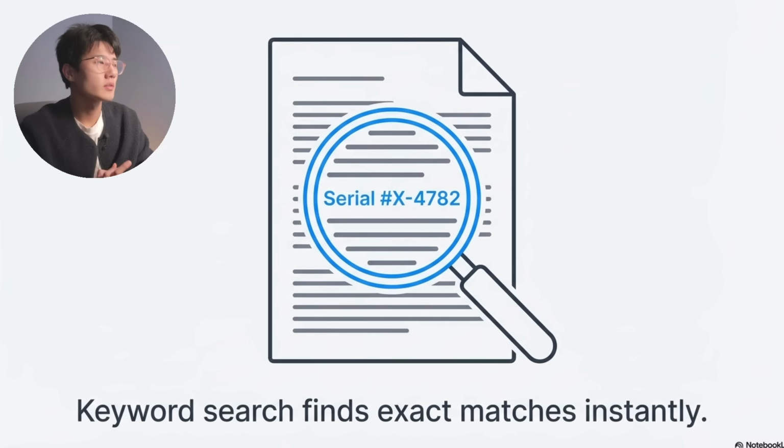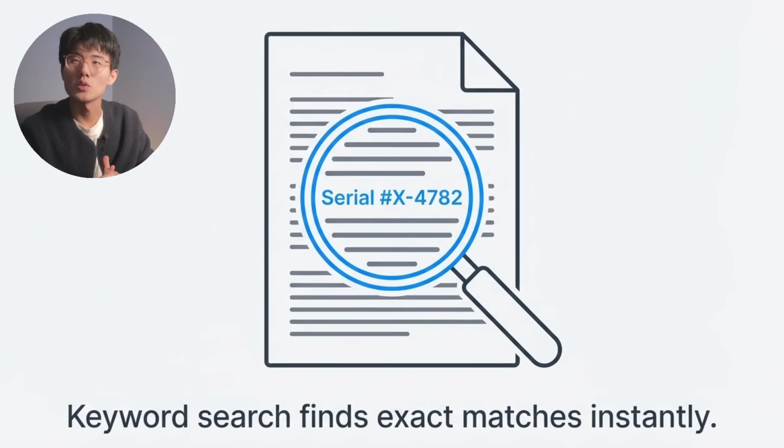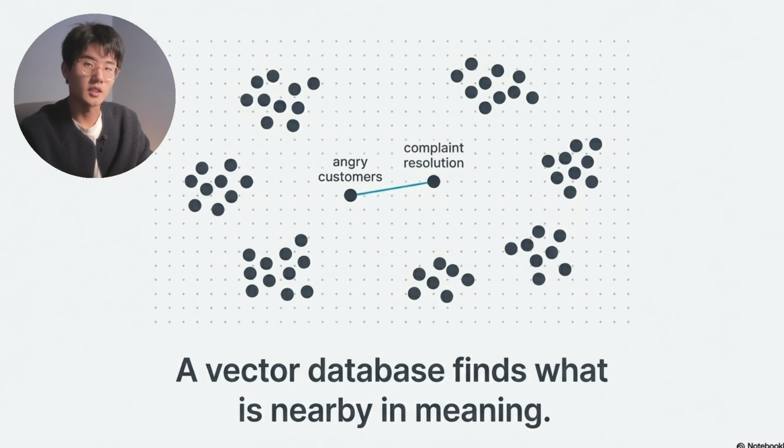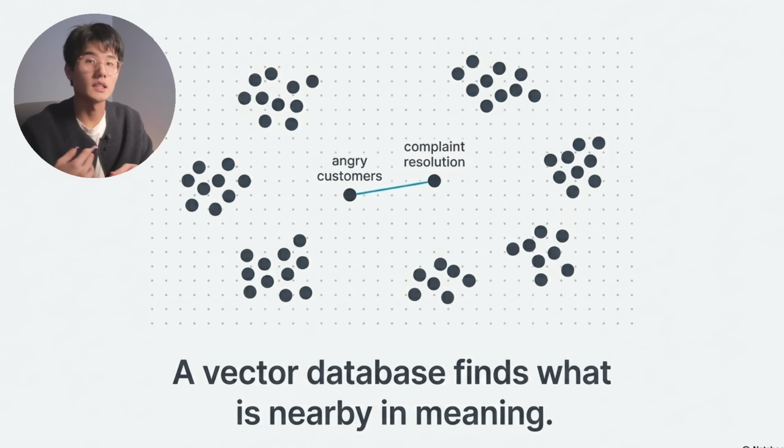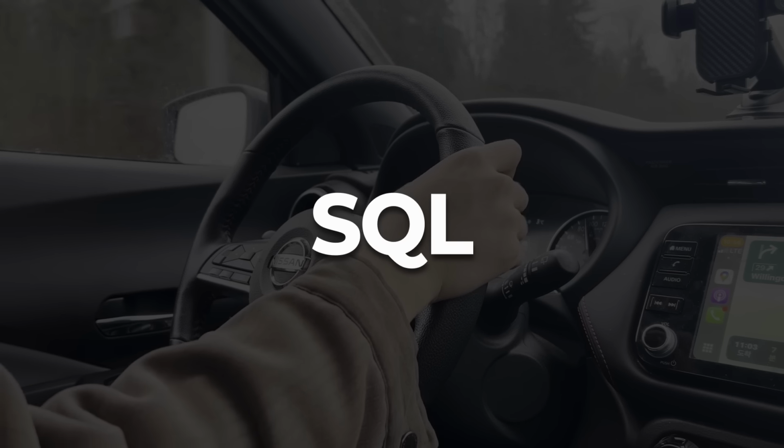BM25 finds documents by matching exact words. When you ask, hey, find me a serial number or invoice number X4782MVYZW, it finds exactly that. Vector search, on the other hand, will struggle here because it deals in meaning, not exact matches, but keyword search will nail it.